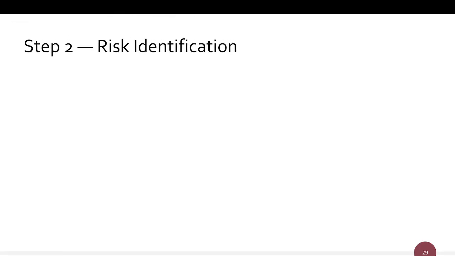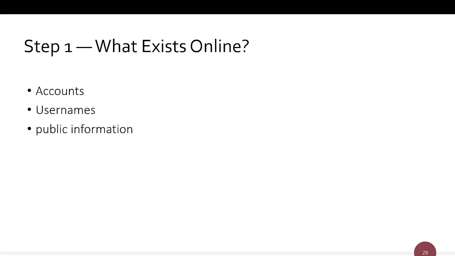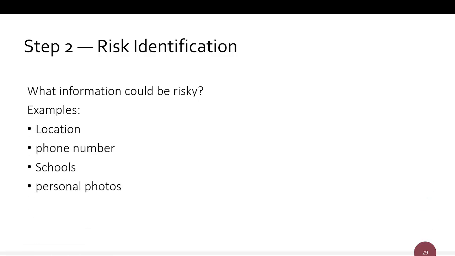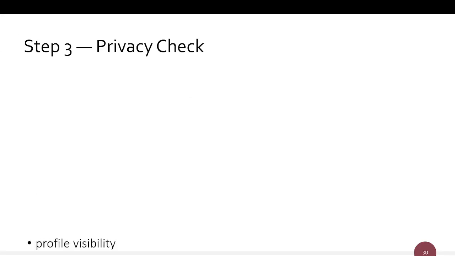How we identify the risk in this. The first step we find out what exists. If there are 10 things that exist, we're going to identify which is risky. What information could be risky? Is it your location? Is it your phone number? Is it your school? Is it your personal photos? You know the ones I've said that are risky already. So indicate the ones that you currently have that are risky.